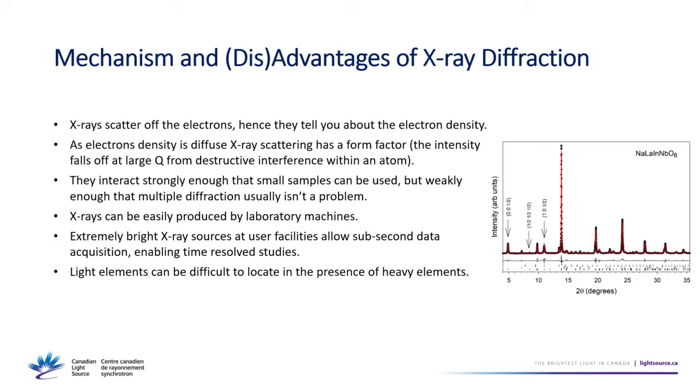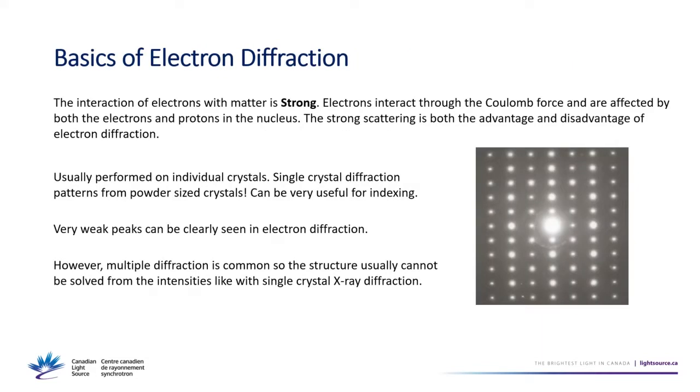And of course, they're the easiest to produce. You can make them in laboratory machines, and you can also get very bright sources and do very fast sub-second experiments using sources like synchrotrons or free electron lasers. But the disadvantage of them is, of course, when you're using powder diffraction, that light elements can be difficult to locate if they're in the presence of heavy elements because they don't scatter very strongly. That's particularly true of hydrogen.